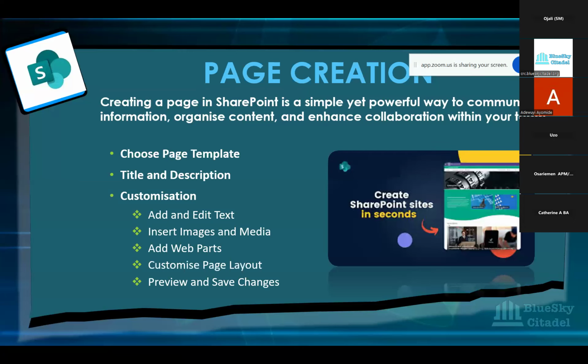So firstly, you choose your page template, or you use a blank template and develop it from scratch. You decide. You give your site a name and a description, and then you customize it. Basically, what content do you want? What images and media do you want? What web parts? I've told you about web parts. Web parts are all the different parts of the website that you can pick and choose and move around as you like. And then you customize your layout. How do you want your page to be?